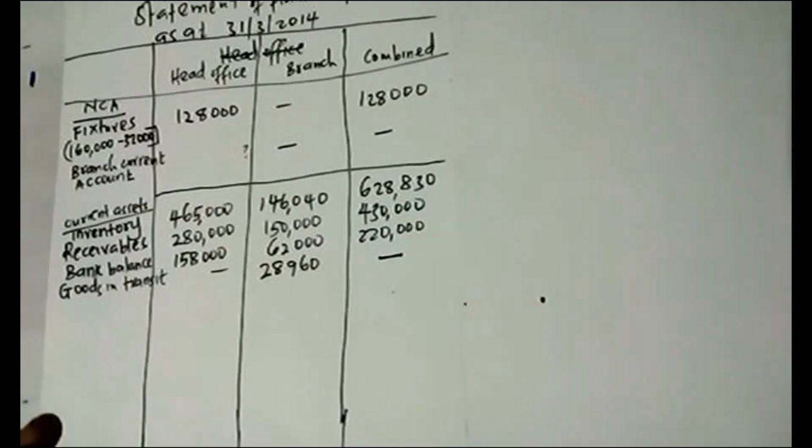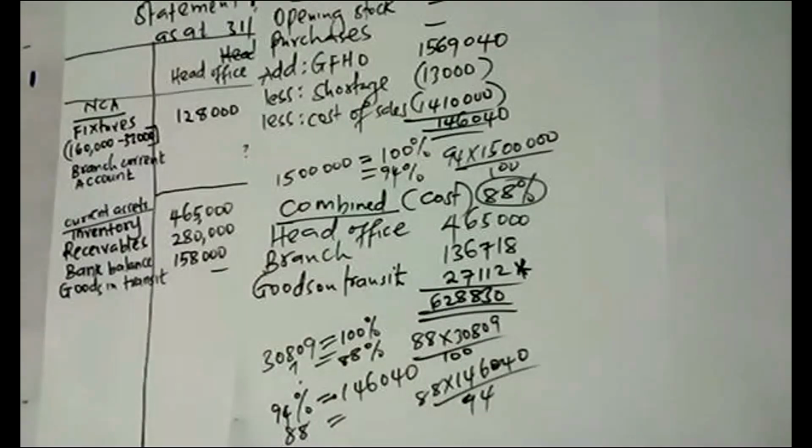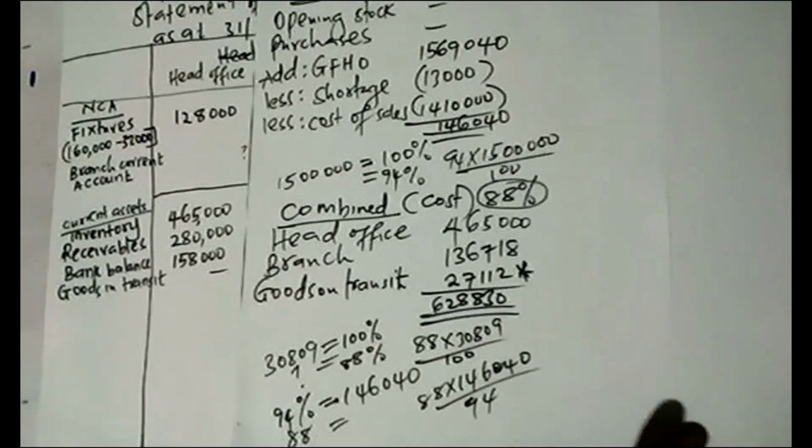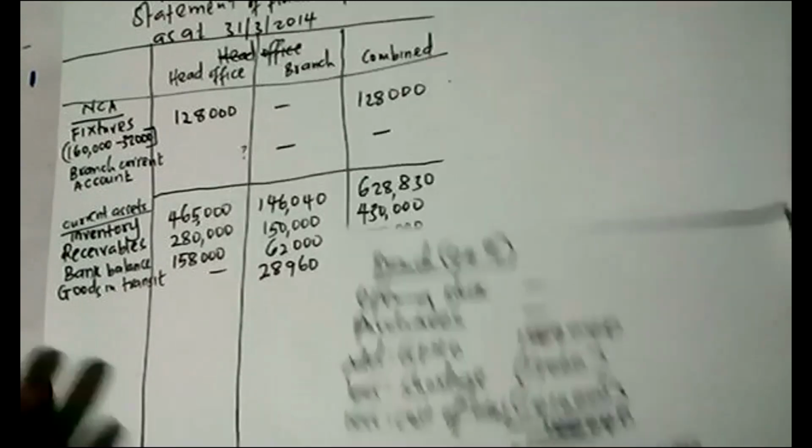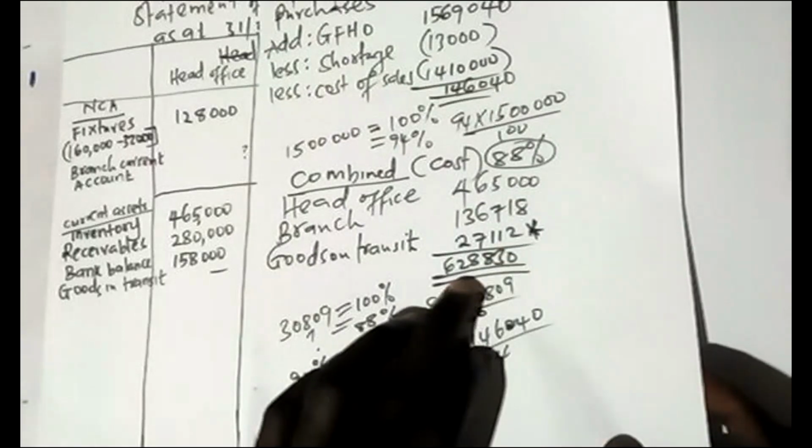I don't have to record under combined. Why? So you remember that when I was doing my closing stock of the combined, I included 27,112, the goods which were in transit. Remember, I converted them to 88%. So I don't have to record again down here because already the 27,112 is inside the 628,830, which is above here.